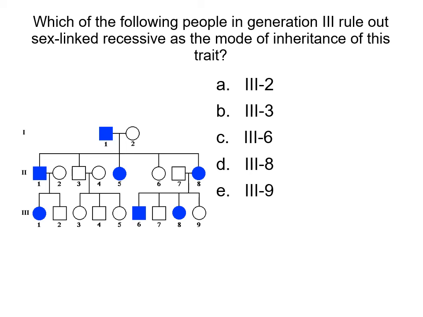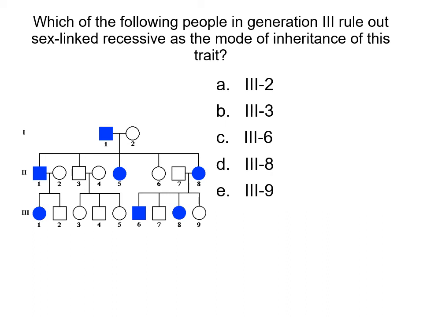Okay, 3-8, however, does rule it out, because she's a female, and so she has 2 X chromosomes. Now, she could have gotten 1 mutant X chromosome from her mom for sure. But she would also have to get one from her dad. So the fact that dad doesn't show the trait means that he doesn't have a mutant to give her, and she's got 2 mutants for sure. So 3-8 rules out sex-linked recessive as a mode of inheritance of this.